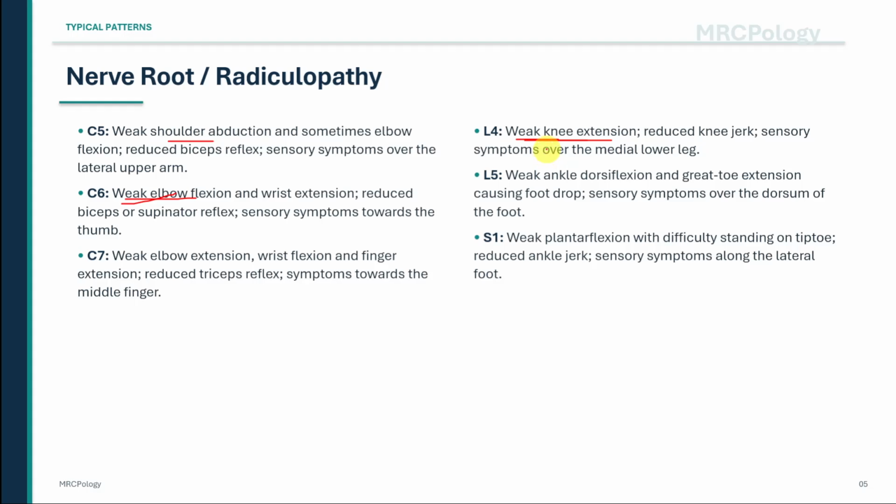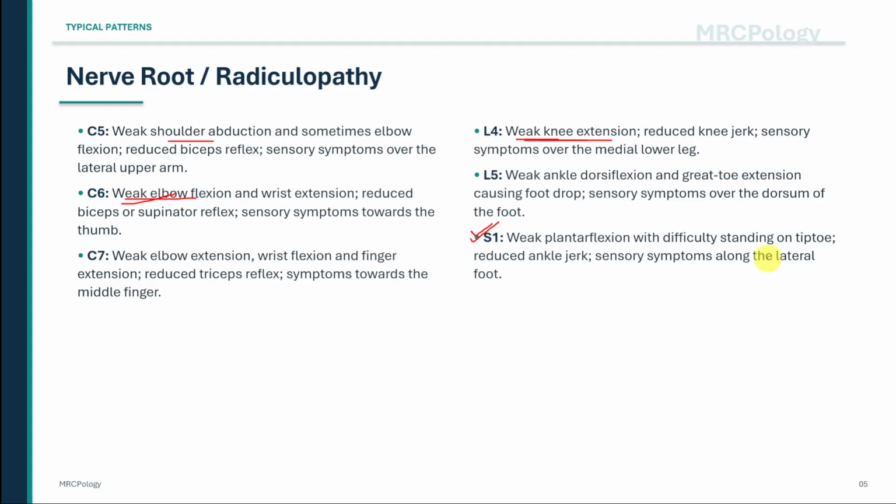An L5 radiculopathy commonly causes weakness of ankle dorsiflexion and great toe extension. This may present as foot drop. Sensory symptoms may occur over the dorsum of the foot. There is no consistently reliable deep tendon reflex for L5, so the pattern of weakness and sensory disturbance is particularly important. An S1 radiculopathy causes weak plantar flexion.